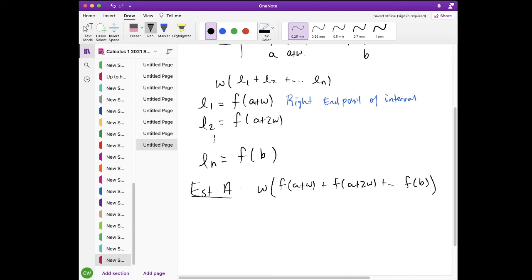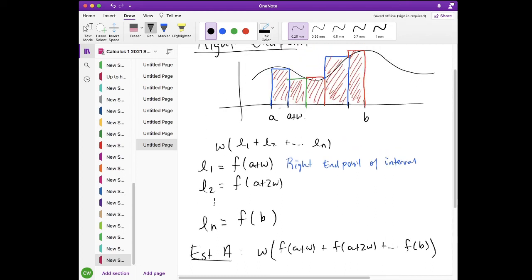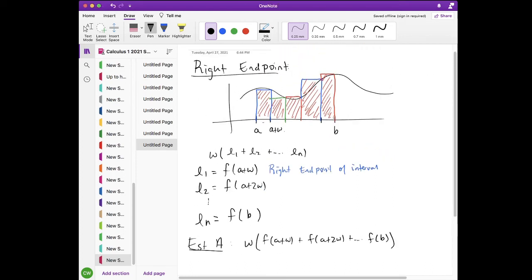Okay, so questions on left versus right? And everyone see why it's a valid method of approximation? It's pretty regular. We're not partitioning the curve in such a way that would make it hard to calculate. All the widths are the same, and the lengths are just values of f, and we know what f is. All right, so let's actually do a calculation.